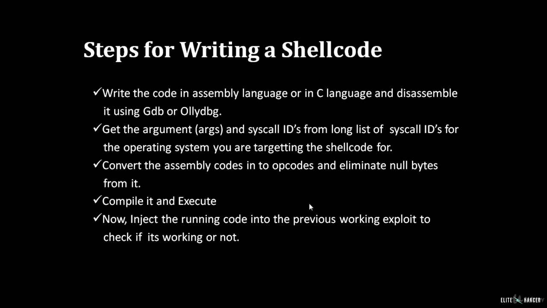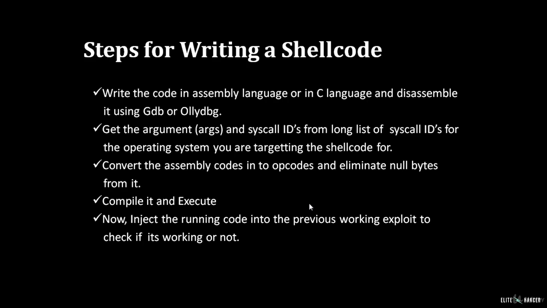As we are nearing the end of this module, the final discussion will be about the construction of shellcode. Once again, for the sake of clarity, I shall attempt to list out the process in a sequential manner. The steps of writing a shellcode are as follows. Write the code in assembly language or in C language and disassemble it using GDB or OLLYDBG. Get the argument and system call IDs for the operating system you are targeting the shellcode for.